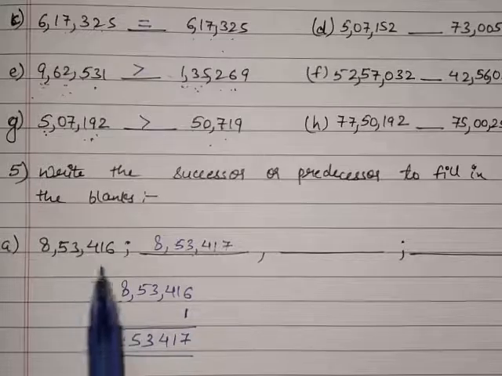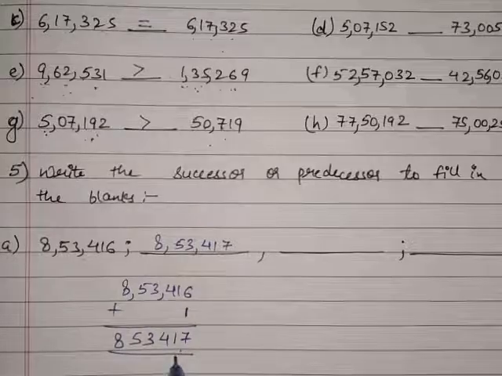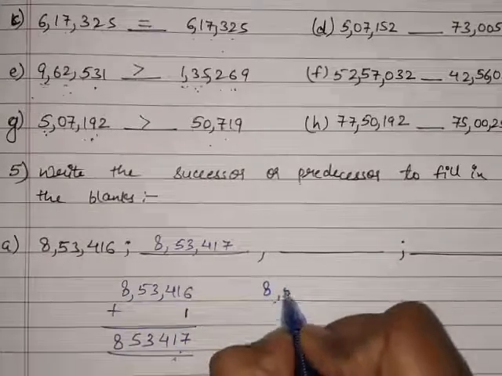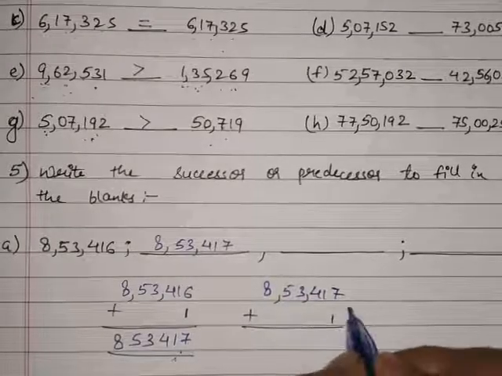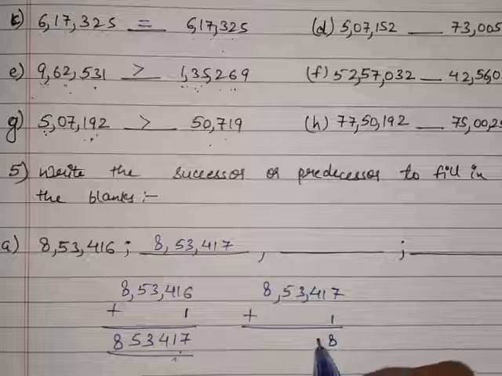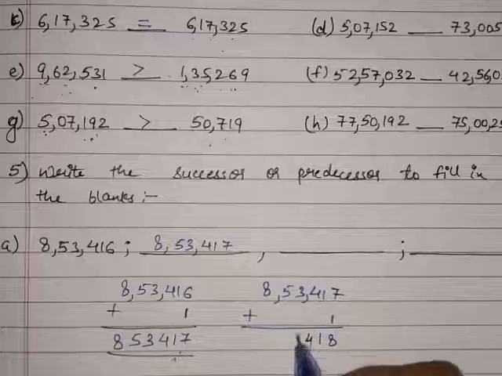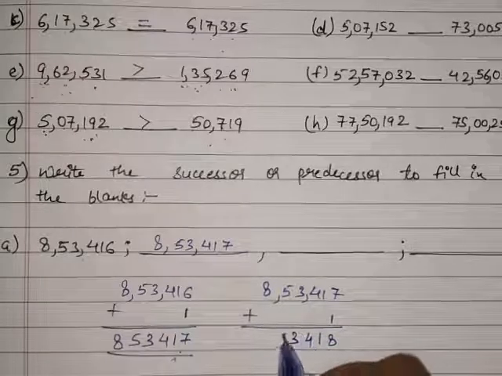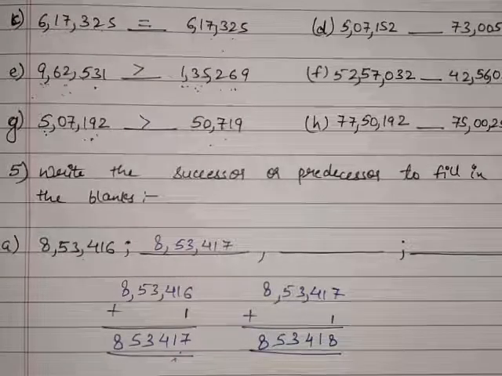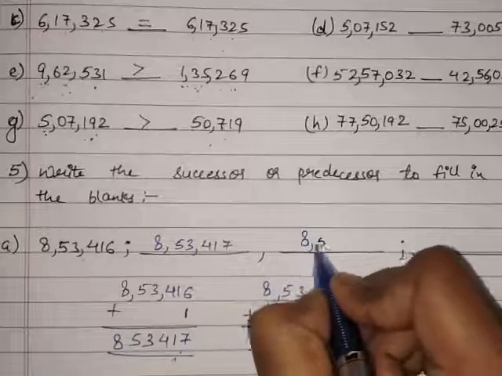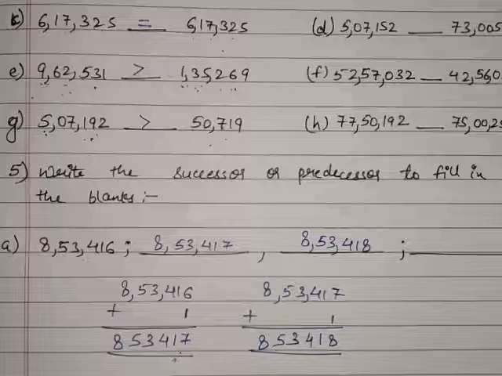Now what is the next successor? We get it by adding 1 to this number, not to the first number. 8,53,417 plus 1. 7 plus 1, 8. 1 plus 0, 1. 4 plus 0, 4. 3 plus 0, 3. 5 plus 0, 5. 8 plus 0, 8. So what is the successor? It is 8,53,418.